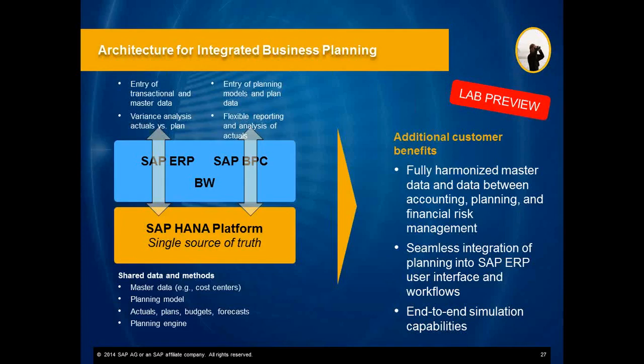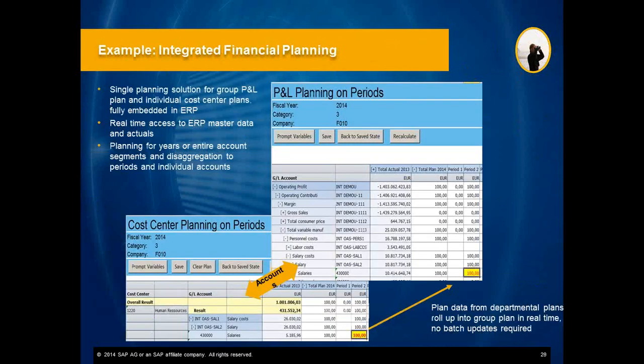Now this capability is based on partially BPC, and it's forthcoming. If you want to look at a built-out scenario that is available right now as part of SAP Accounting powered by HANA, you have here an integrated financial planning solution that allows you to plan for cost centers, orders, projects, and P&L.